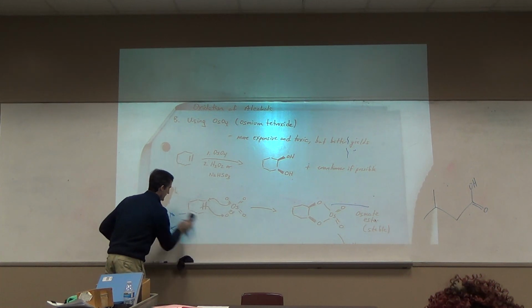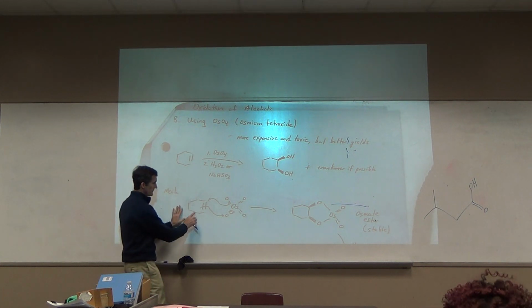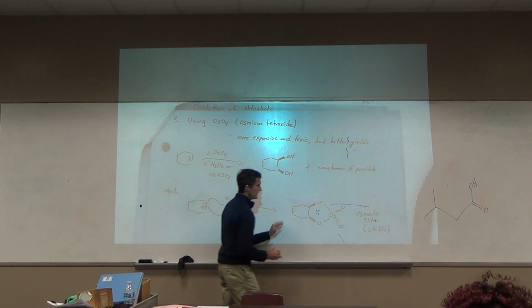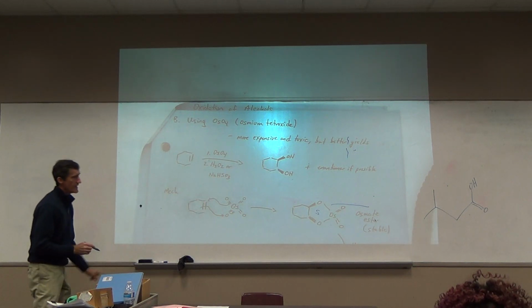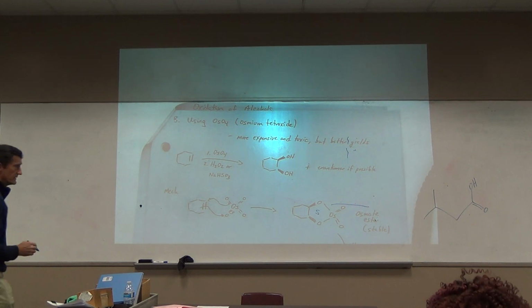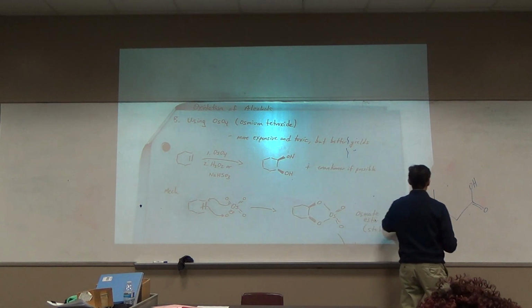Previous page, okay? And the mechanism is very similar. 2 plus 3, 5. Okay, it's a cycloaddition. And here you make what's called an osmate ester. And the osmate ester is actually stable. It can be isolated. It will not spontaneously break apart like the manganese ester.